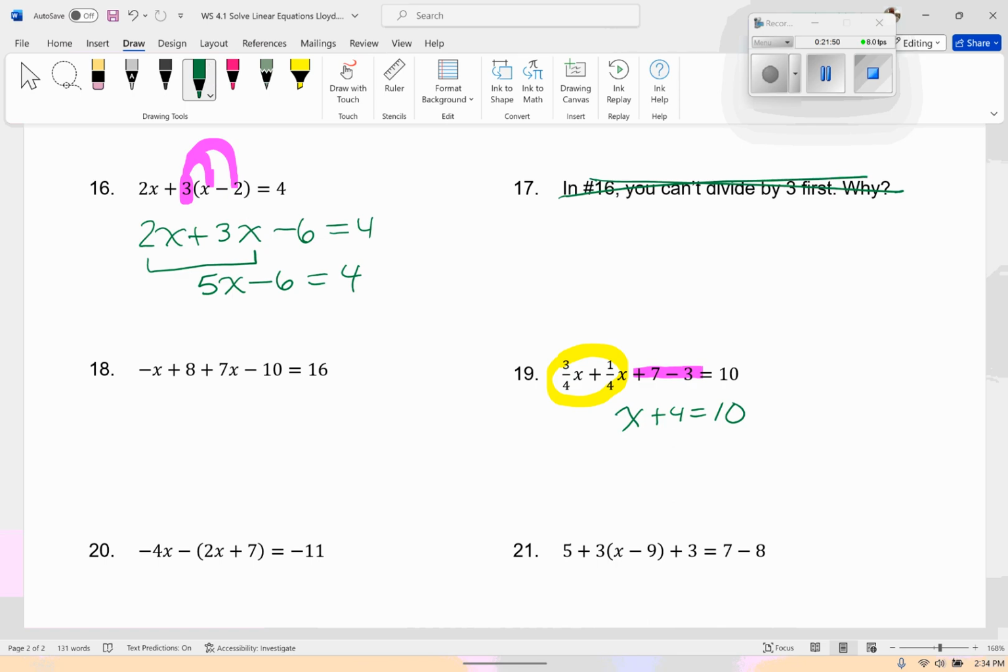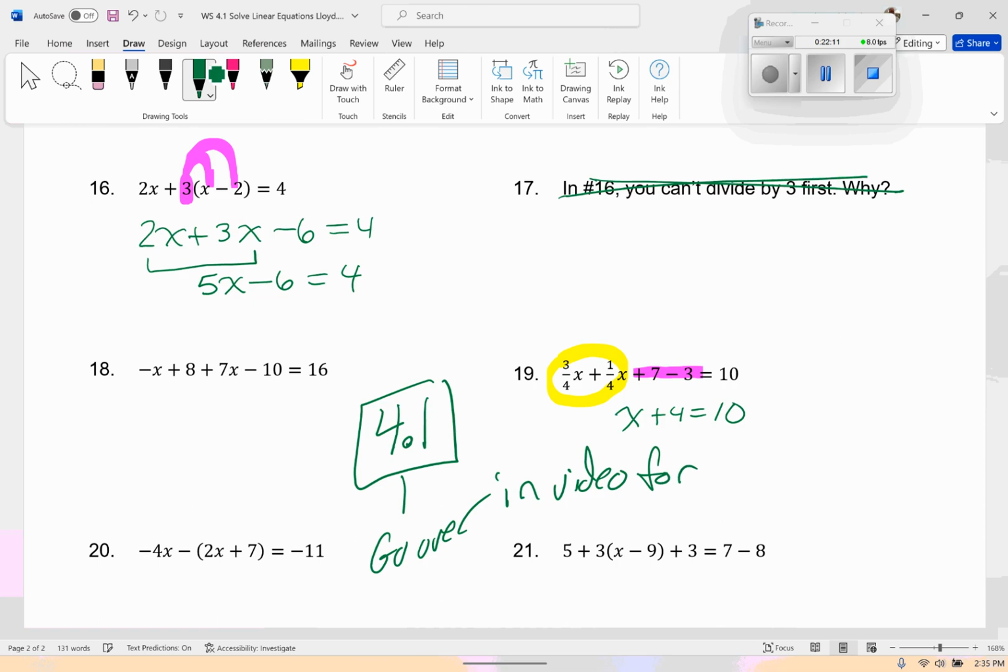So, my friends, does this worksheet say 4.1 at the top of the front page? Can you flip it over real quick? 4.1, I will go over in a video for tomorrow. You still with me? I'm going to go over that in a video tomorrow. Show me Friday this worksheet, 4 points. Okay?